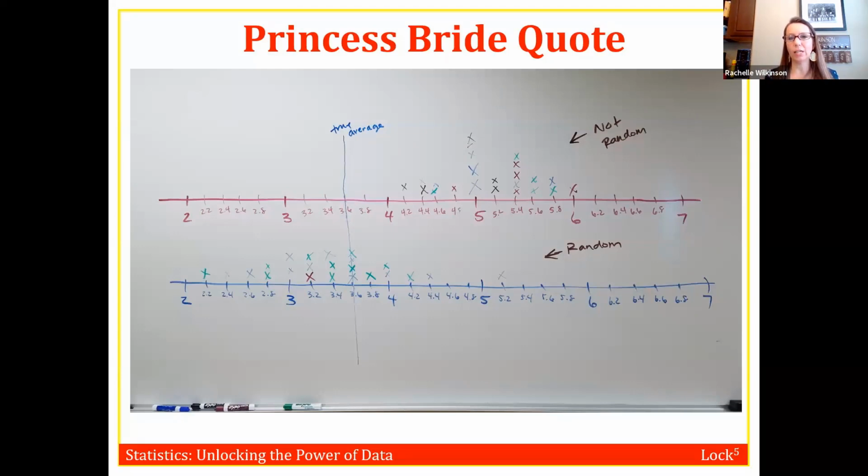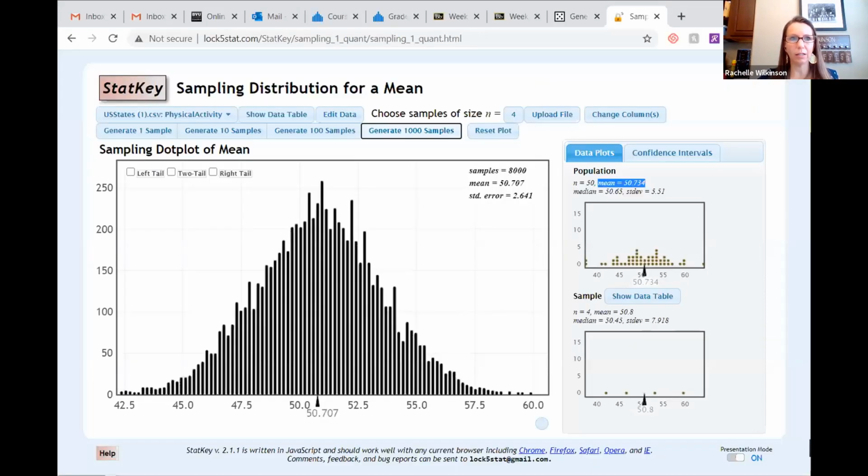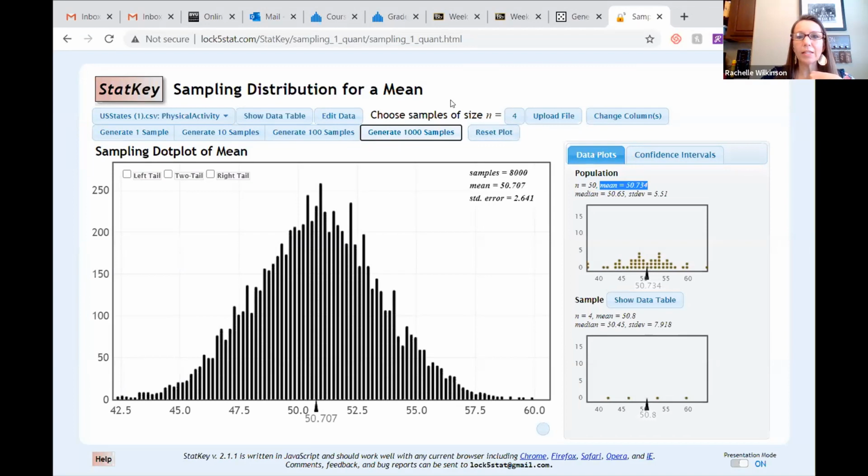Okay, so next I want to go back and see what happens to our sampling distribution if we change the sample size. We were taking a sample of 4 states at a time, but what if I took a sample of 10 states at a time or 15 states at a time? How does that affect what my sampling distribution looks like? So I'm going to go back into StatKey here, and we're going to see if we can figure that out in the last couple of minutes that we have. The sample size up here can be changed just by clicking on it.